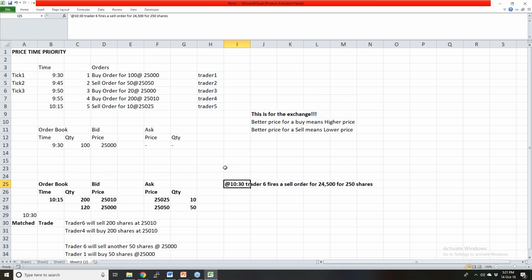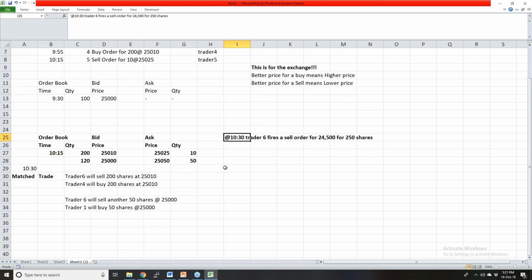This is how a matching engine works, and this is how people deem it to be fair. Why did the order take place when the price did not match? I didn't understand that question, Ravi. Can you explain that question? What do you mean? Why did the exchange take that order when the price did not match?